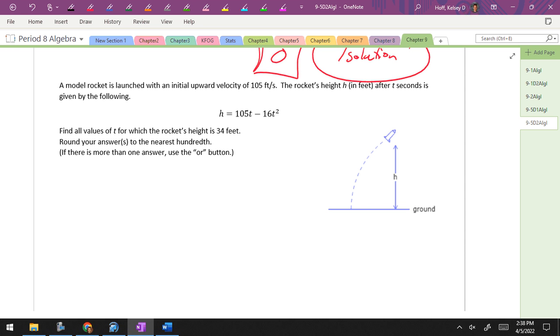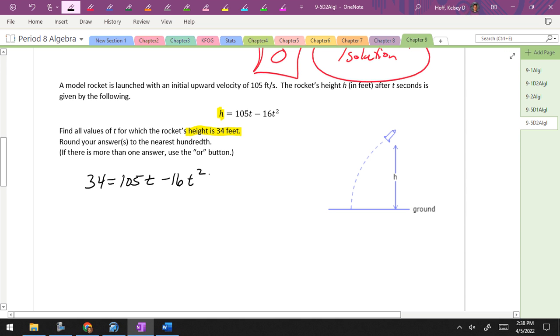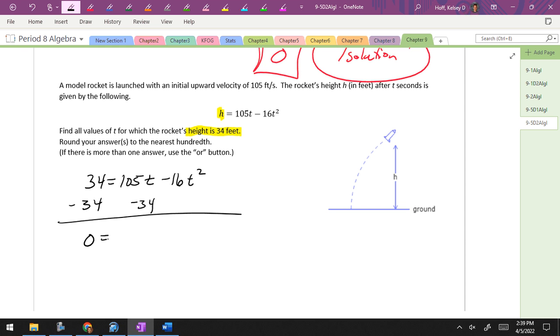Obviously, if we're in Alex, you would use the OR button. How do I do this? Very good. Our height is 34 feet, so we're going to replace our h with 34. 34 equals 105t minus 16t squared. Now what am I going to do? Subtract 34, because what's my goal? Equal to 0. Very good. When I rewrite this, I would put this in standard form to help me identify A, B, and C. What should go first?